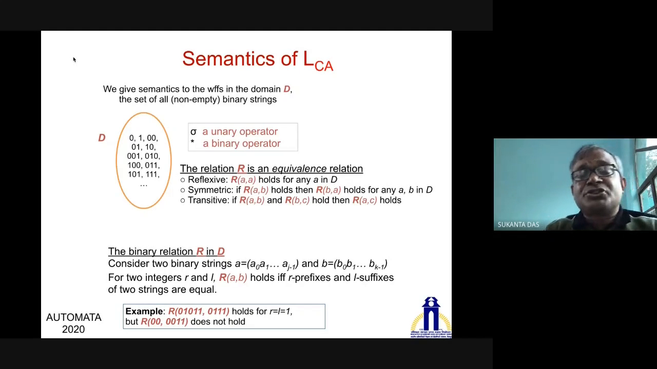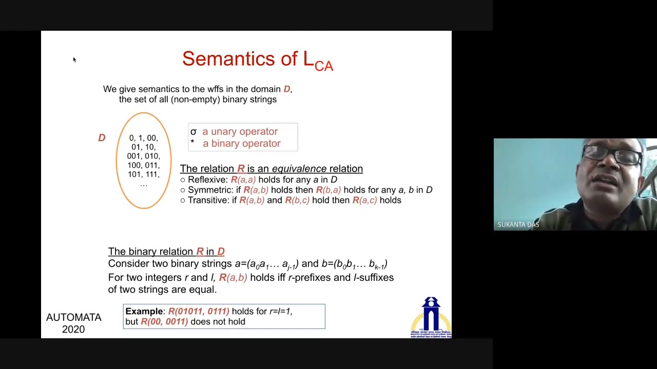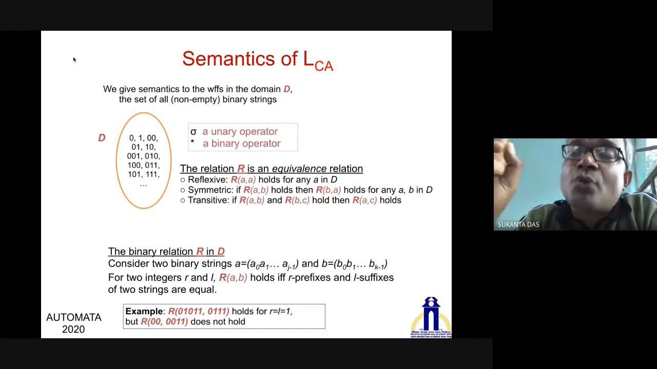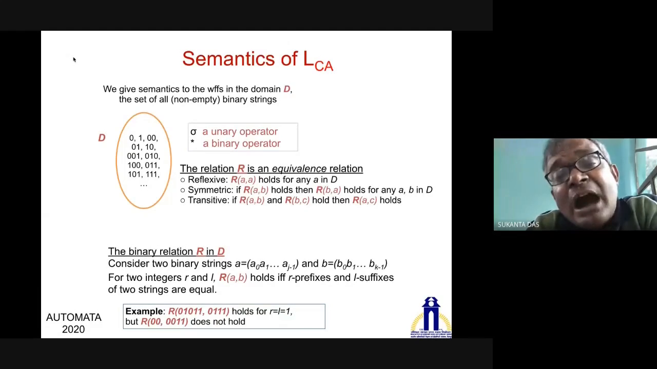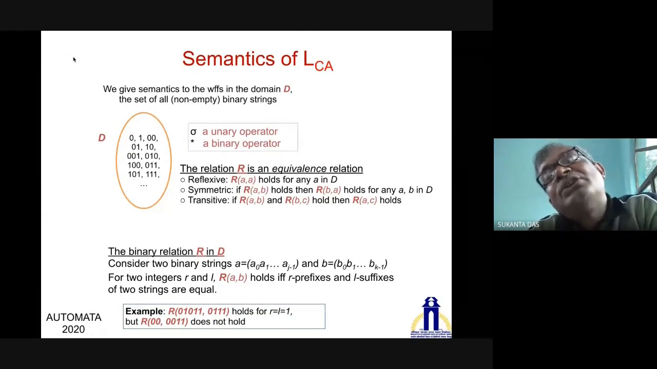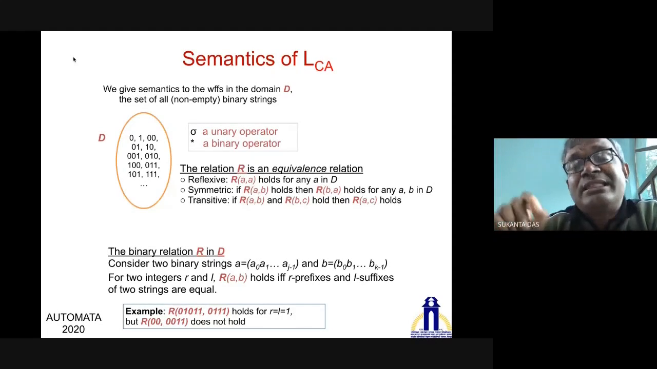From this definition, we can get that this relation R is an equivalence relation. Why? Because by definition it is reflexive: R of A and A always holds for any A in D. It is symmetric, because if R of A and B holds, then R of B and A also holds for any A, B in D. And it is transitive: if R of A and B and R of B and C hold, then R of A and C also holds. You can test with examples that all three properties hold, so it is an equivalence relation.